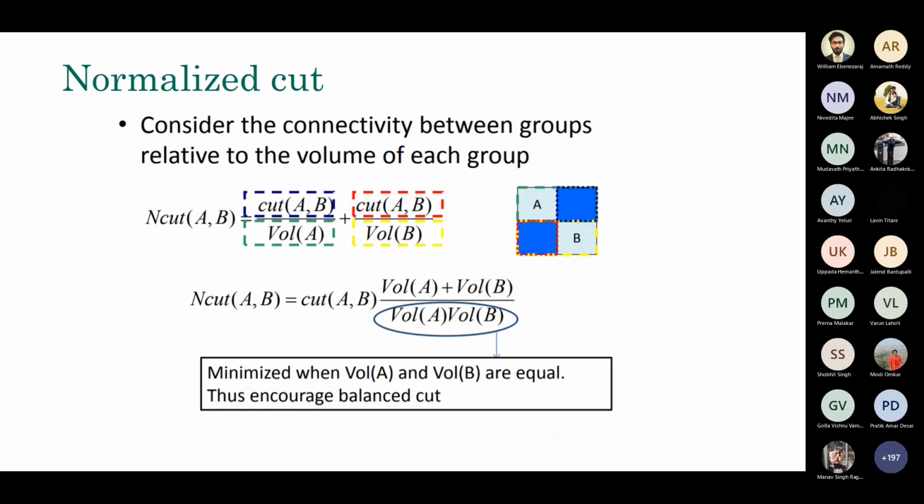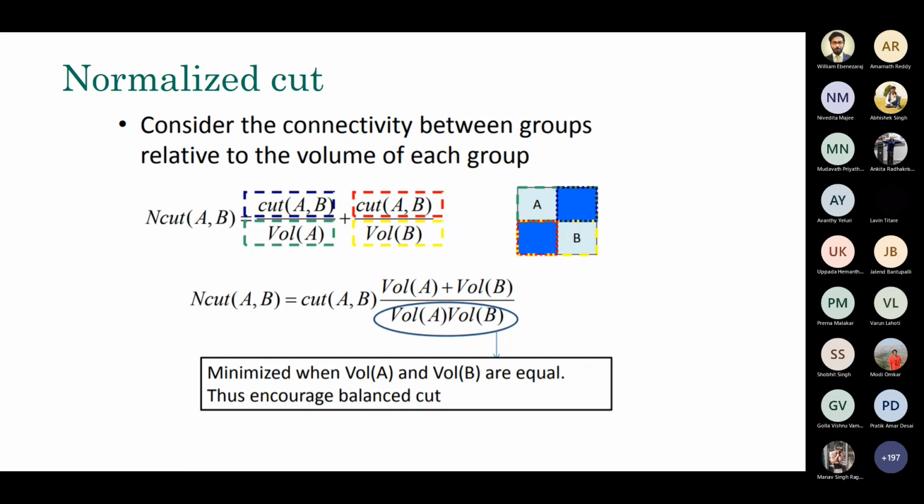So the idea that people developed is called normalized cut, or often referred to as N cut. In normalized cut, we define the cut based not only on the cut value but also with respect to the size of every group. So it is the cut value of A and B divided by volume of A, plus the cut value of A and B divided by volume of B, because there are two groups in this case. Every group has its volume, and so you simply normalize the whole thing.